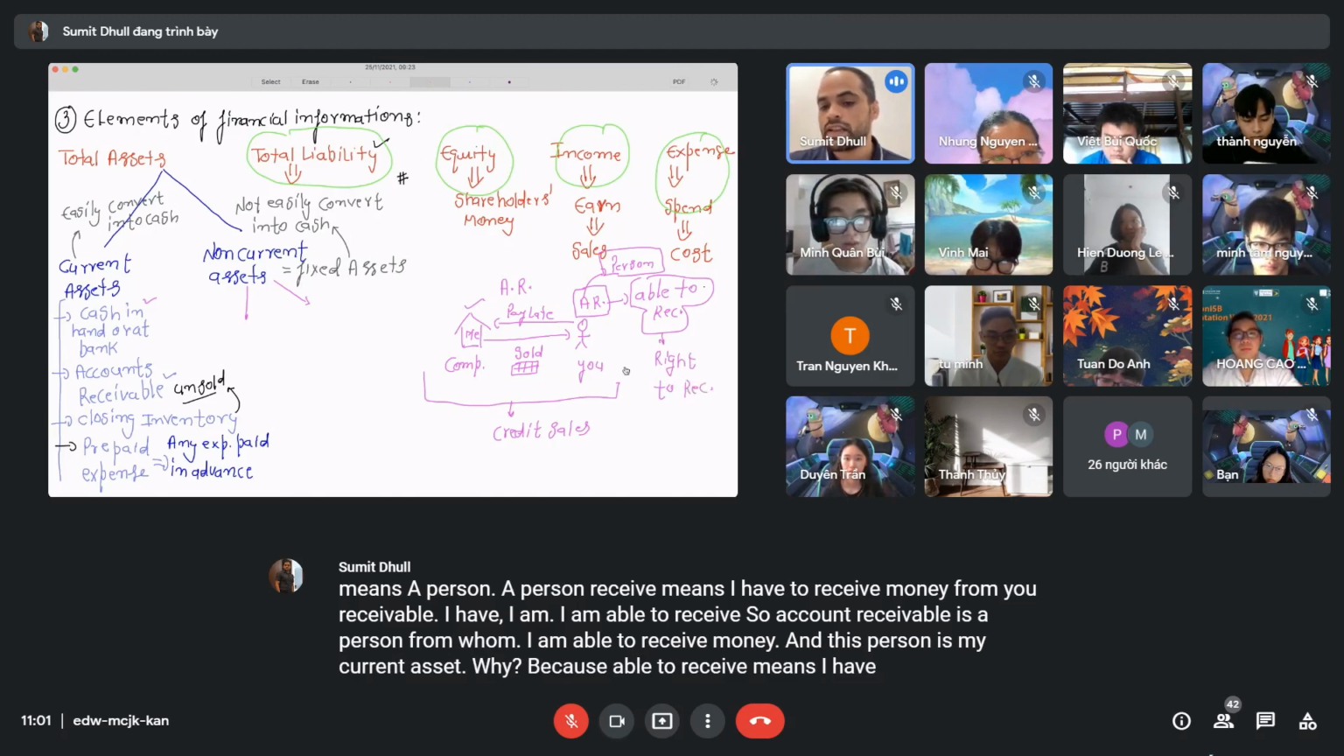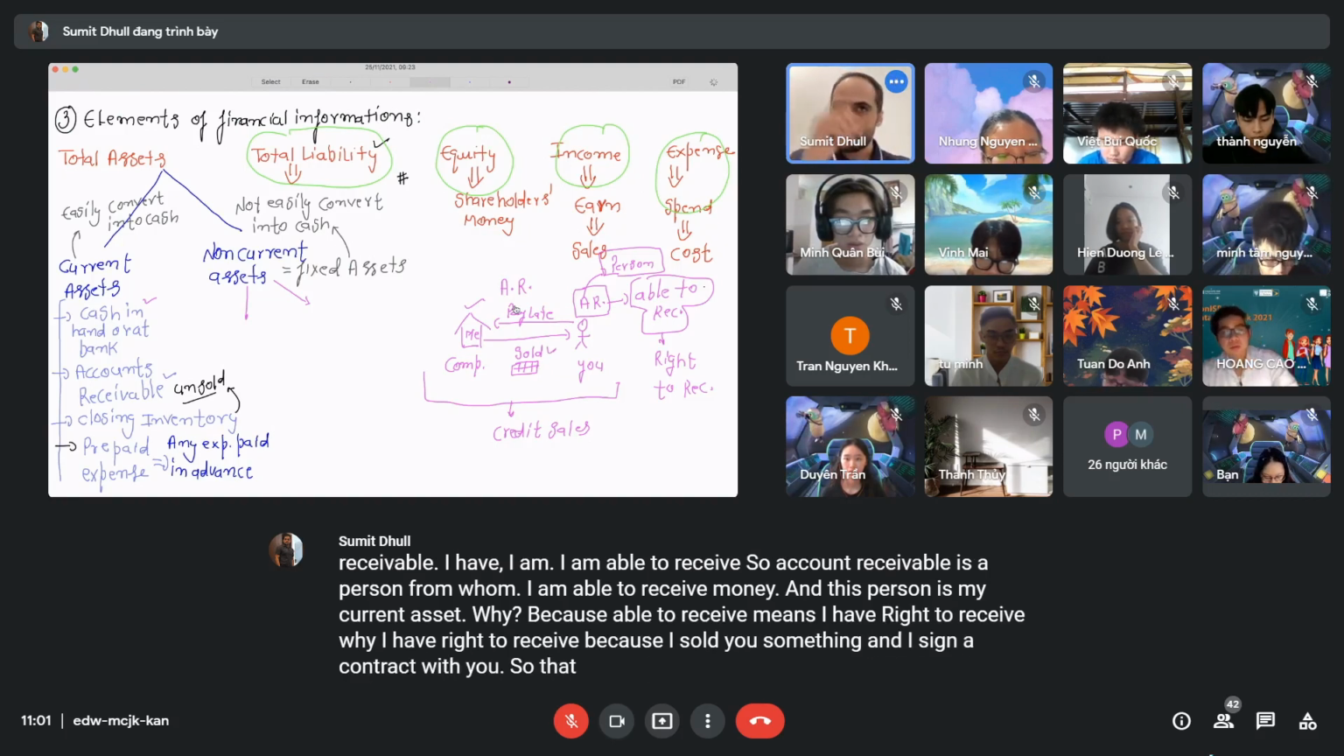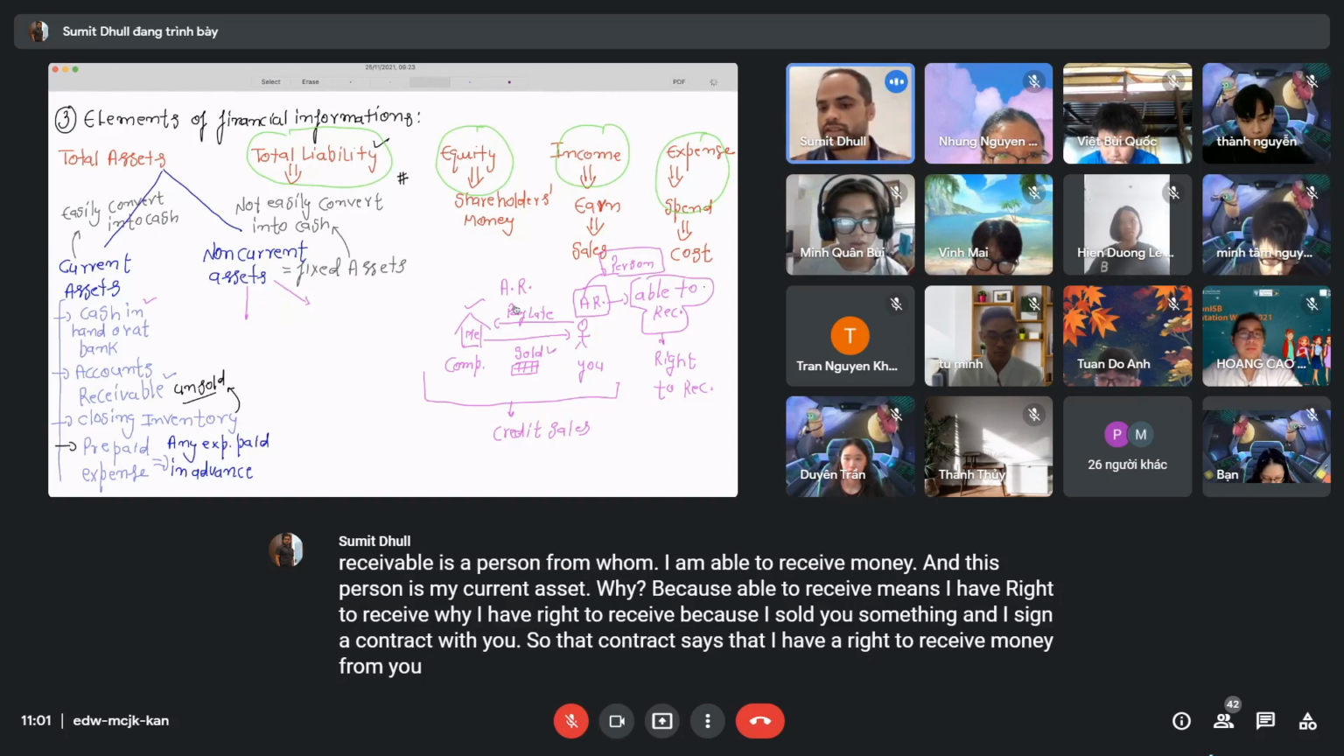right to receive. Why do I have the right to receive? Because I sold you something and I signed a contract with you. So that contract says that I have a right to receive money from you, $100 after 2 months, for example.